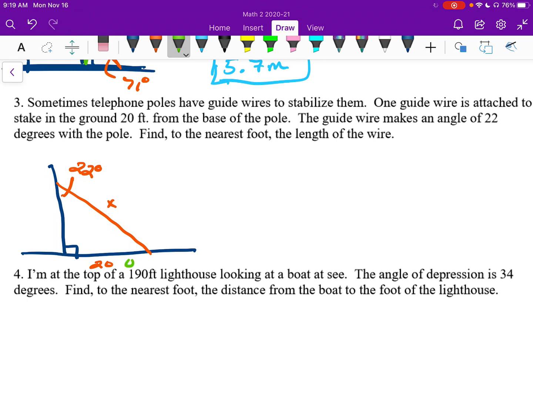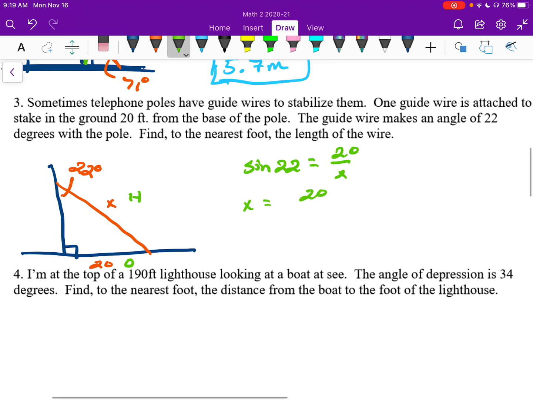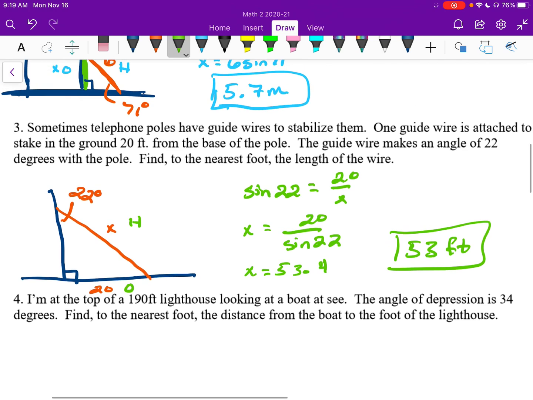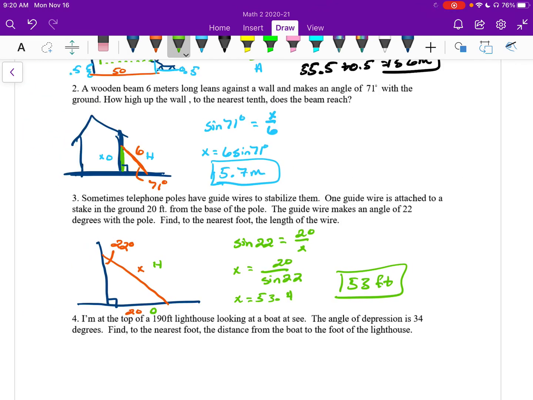So here's our angle, here's the side opposite, here's the hypotenuse. Opposite and hypotenuse is sine, so sine of 22 equals 20 over x. So x is going to be 20 over sine 22, and I type that in my calculator. 20 divided by sine 22 gives me x is going to be 53.3. Let me double check on that one. Yep. And I'm supposed to round to the nearest foot, so that's 53 feet. The last one I was supposed to round to the nearest tenth. Okay, we're good.